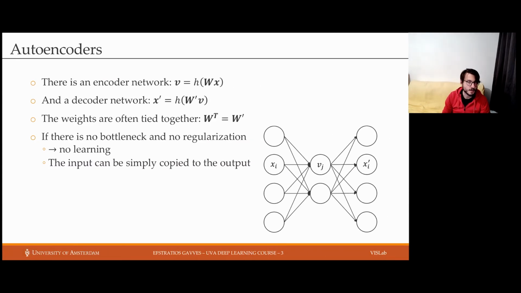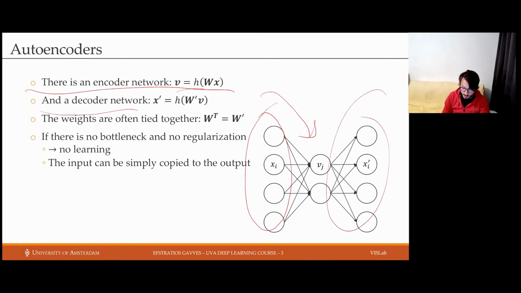Autoencoders basically comprise two networks. First, we have the encoder network, which takes our input variables and embeds them on a code, on an embedding, using nonlinearity H. So basically very similar to what we've seen so far with feedforward networks. And then a decoder network, which takes as input the code V and projects it back on the space of our inputs.